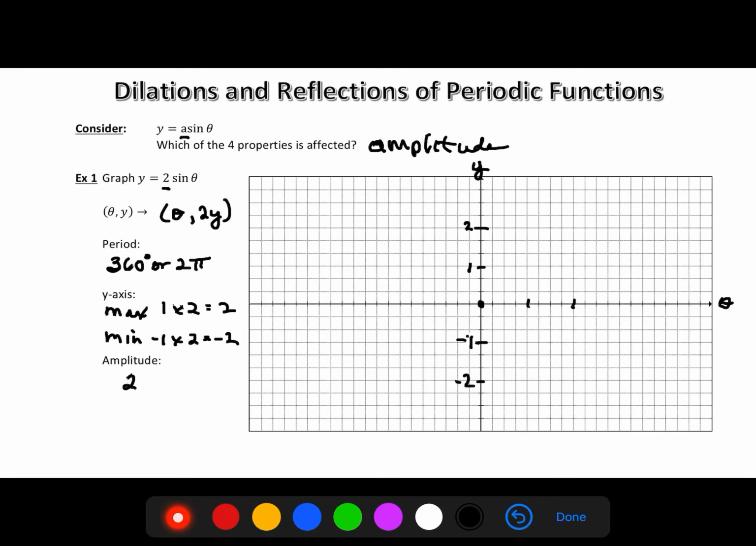And for our key points, we know y equals sine theta starts at 0, 0. We also know we need to go 360 for 1 full cycle. So we're going to go every 4 blocks is 90 degrees. And again, remember, we could also label these as pi over 2, pi, 3 pi over 2, and 2 pi. And on the negative side, same thing.